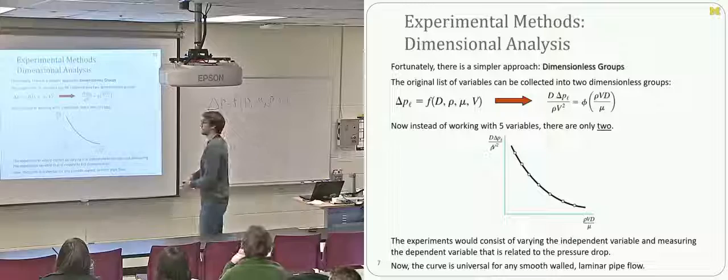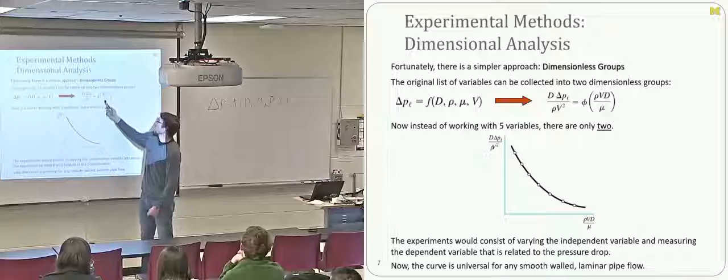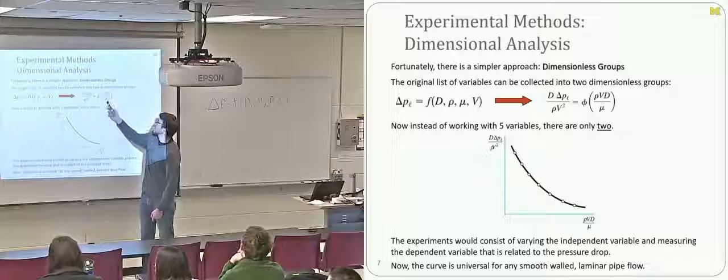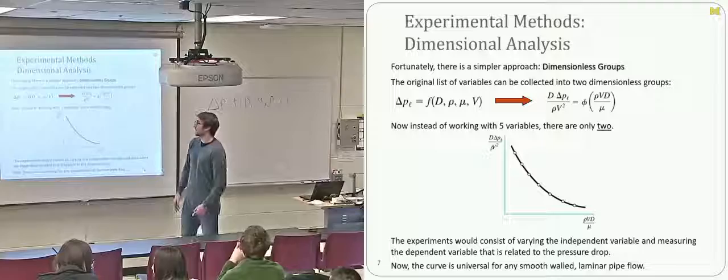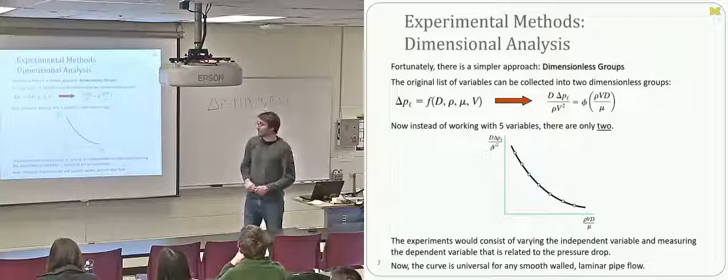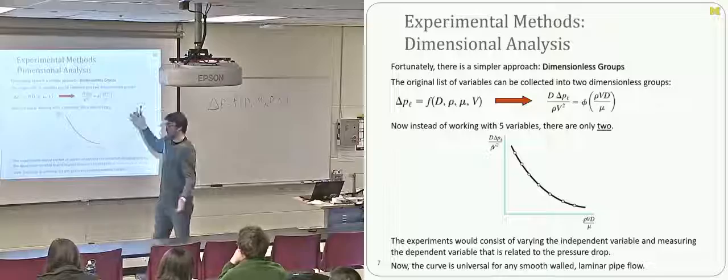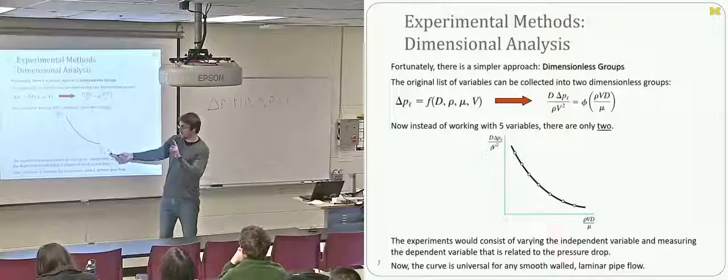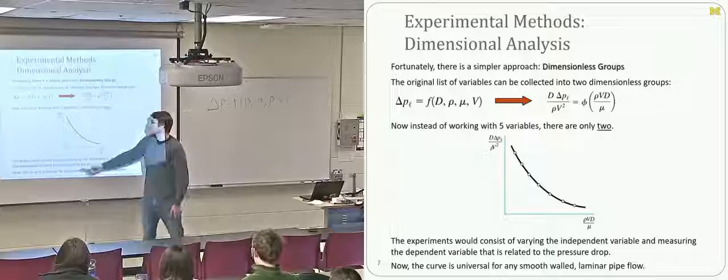So if you plug in a larger D, and you want to know the velocity at which this result holds for the same density and viscosity, then you just reduce the value of V in the big pipe, and you already have the solution to this pressure drop problem. So instead of this four-dimensional space, we now have a relationship between just one independent and one dependent variable, which makes it much, much easier to obtain results.